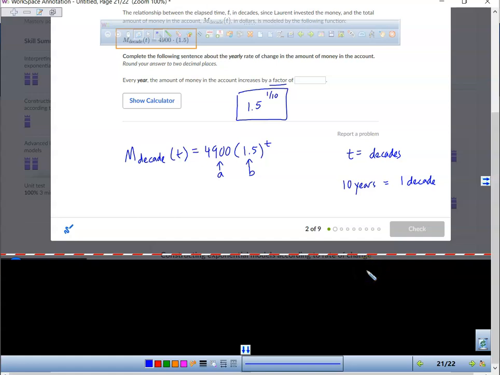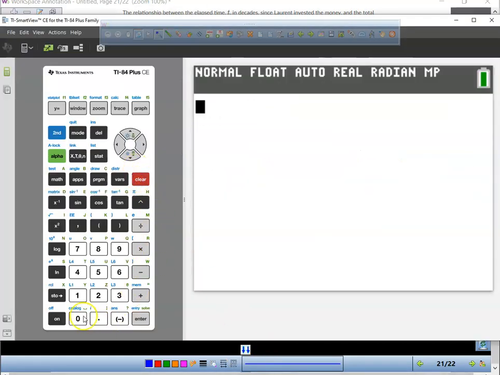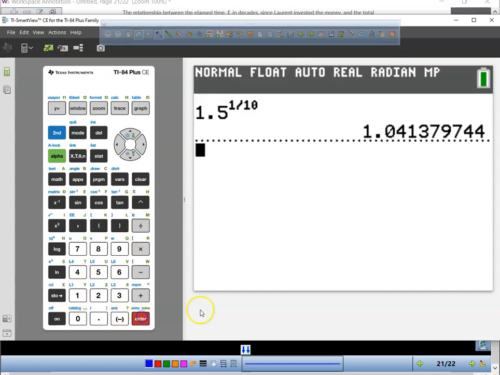So what do we have to do in the calculator? We have to do 1.5 to the power of 1 over 10. So let's do that. 1.5 raised to the power of 1 over 10. So every year, it grows by a factor of 1.04.